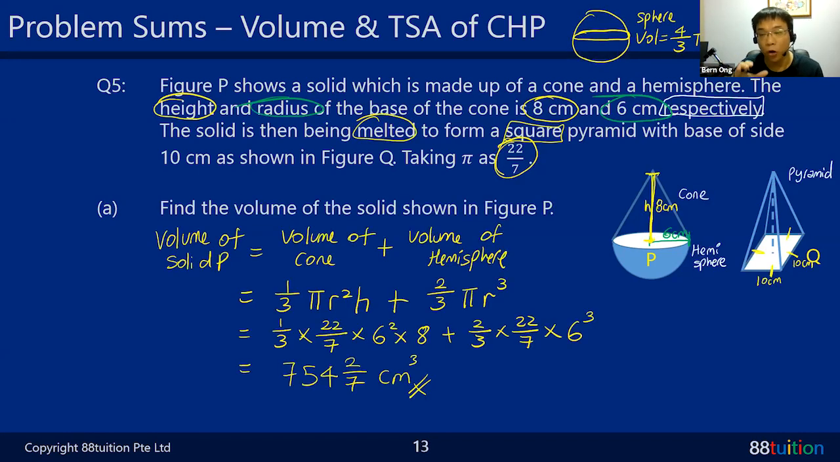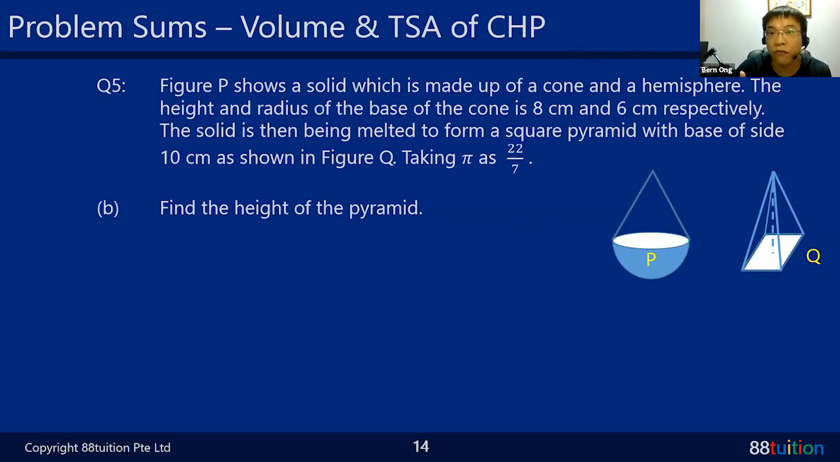Remember, the volume of this cone and hemisphere is being melted down to form the pyramid. So we know the volume of the pyramid, which is the same as the cone plus the hemisphere, which is 754 2/7. So I'm going to form my own equation. Volume of pyramid must come from the volume of the cone and the hemisphere, because A and B are linked. So you are supposed to use your A answer to assist you in your B. It's always like that.